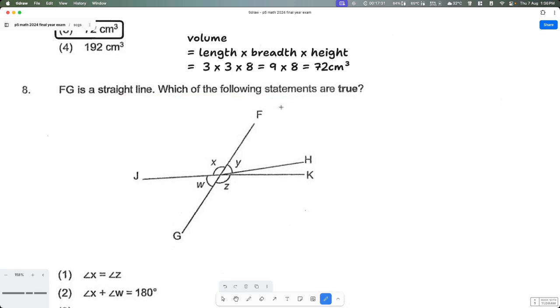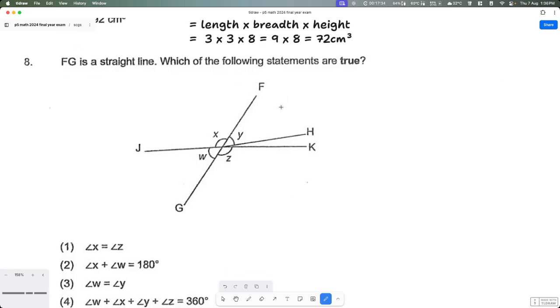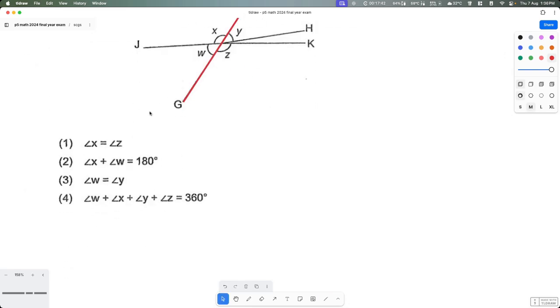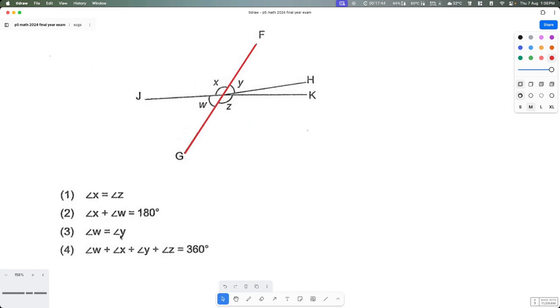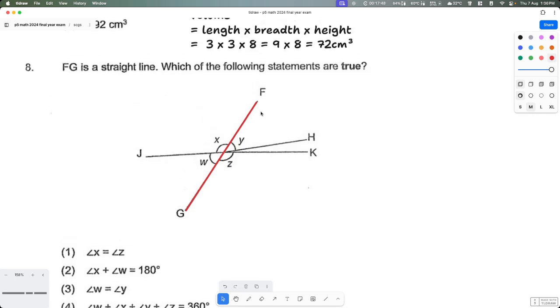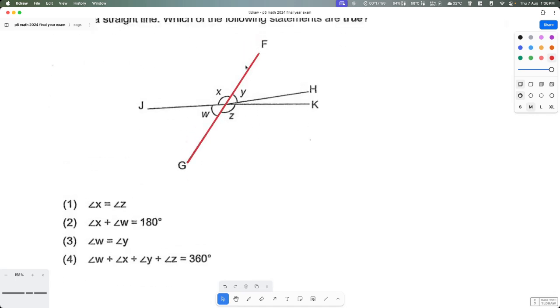FG is a straight line. Which of the following are true? So let me go and draw the straight line. Okay, that's what you see over here. So FG is a straight line. Okay, so X is equal to Z? Don't know if it is, right. So we only know straight line, so we can't assume other lines are straight.